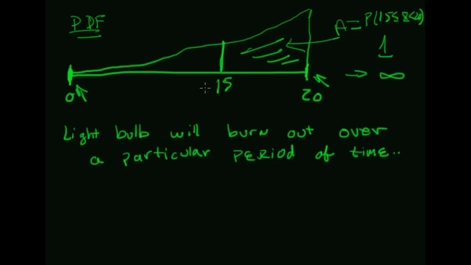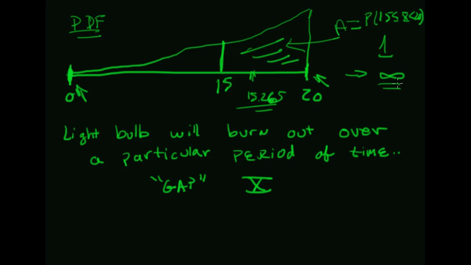If you're thinking about this, there's some sort of continuity here because the light bulb could burn out at any given time. It could burn out at 15 years, 15.265 years, right? It could burn out at that. So there are no gaps between the values that x can take. x can take any number from 0 to infinity, right?